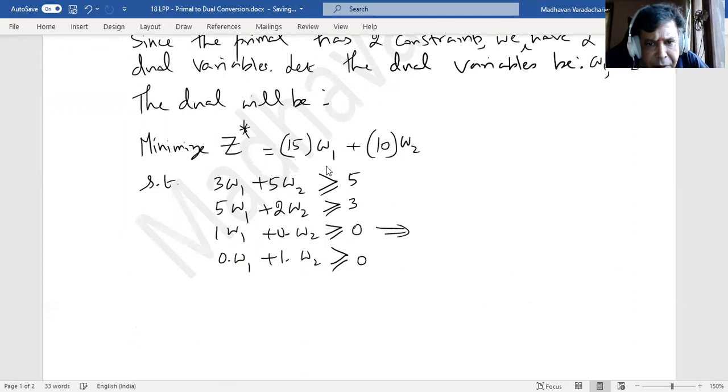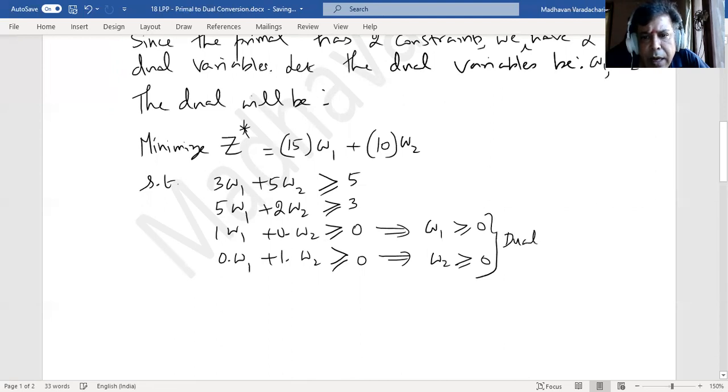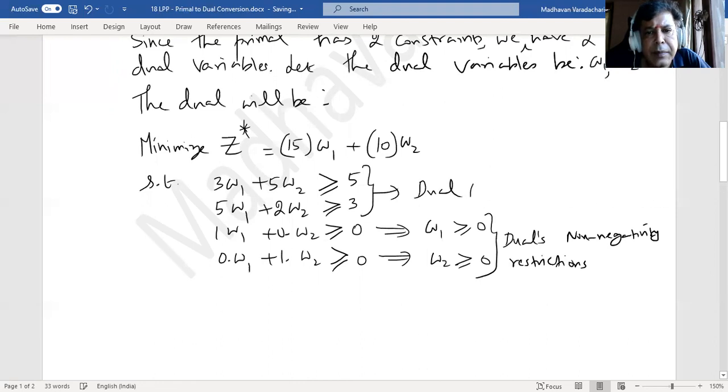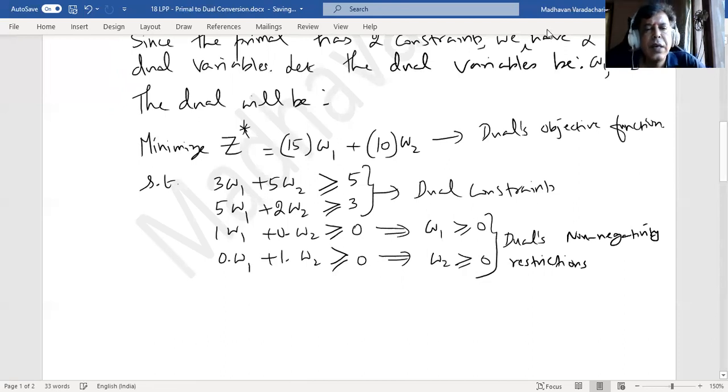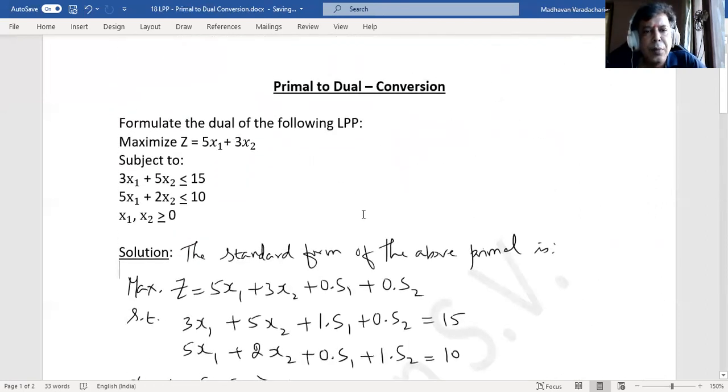If you look into this, this can be simplified as W1 greater than or equal to 0, and W2 greater than or equal to 0. We may notice that the last two constraints actually became non-negativity restrictions for the dual. So these are the dual's non-negativity restrictions, and these are the dual constraints. And this is your dual's objective function. This is how we convert a primal problem to a dual problem.